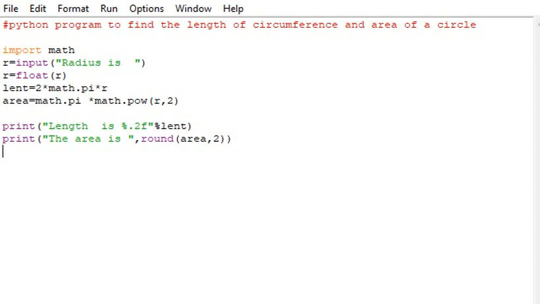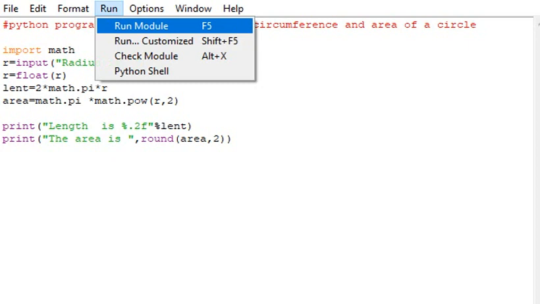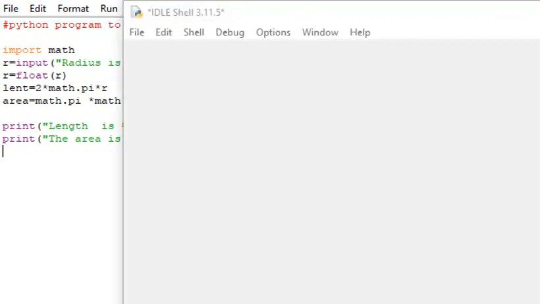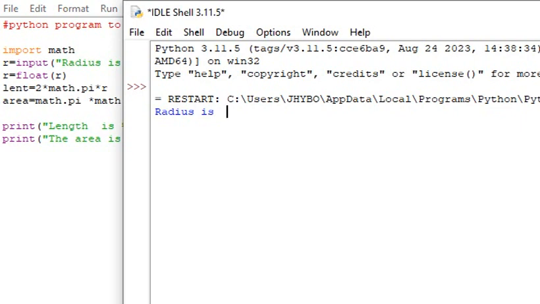So I think that's all about it. Let's try to run it and enter, fill in our data. If the radius is 5, the length of the circumference will be 31.42, while the area will be 78.54.